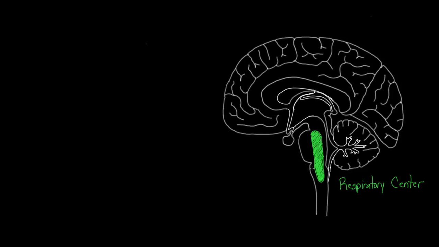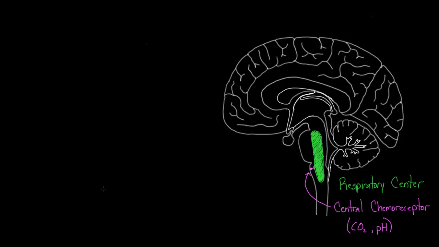Now some of this information it's going to gather is going to come from local neighborhood cells, and these are the central chemoreceptors. These central chemoreceptors are called central because they're part of the brain. They're in the central nervous system. And they're chemoreceptors because they're picking up on chemical levels, specifically carbon dioxide levels. They're going to also have information about the pH. So they're going to actually give the respiratory center this valuable information about these things.